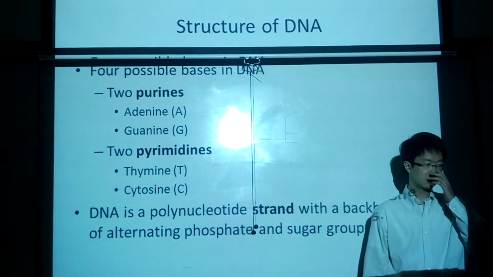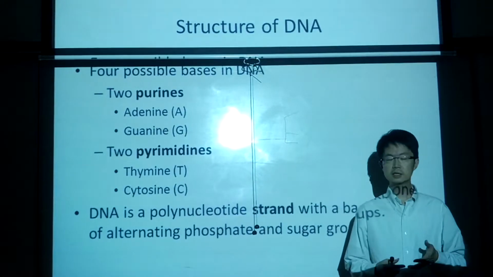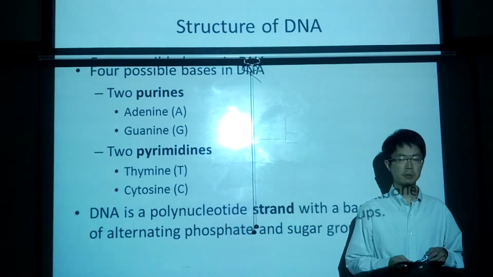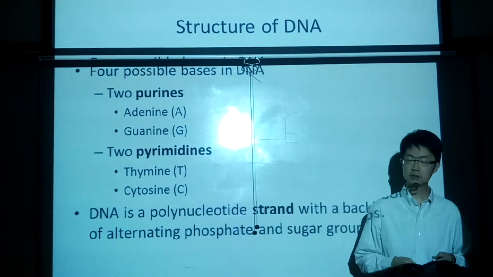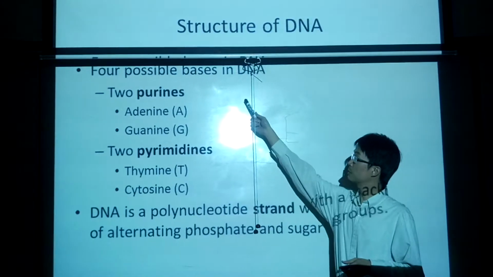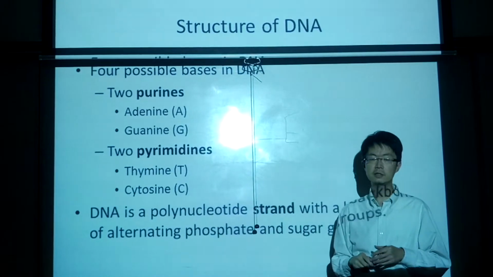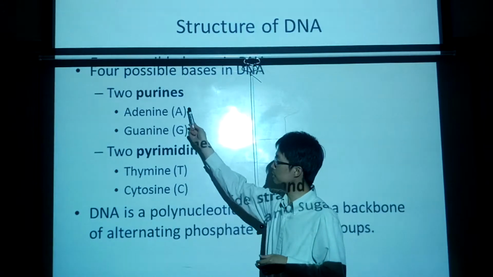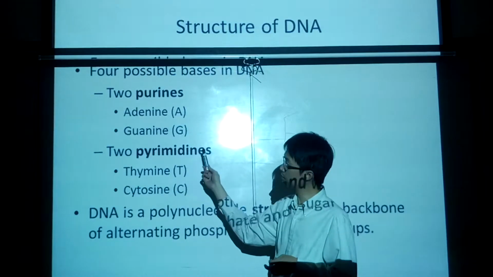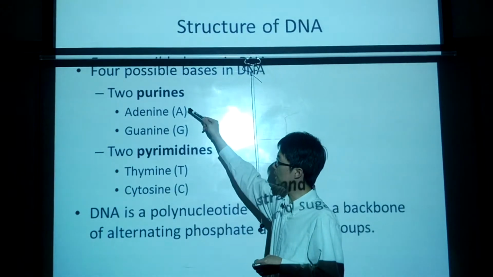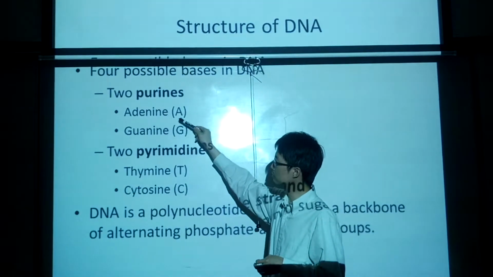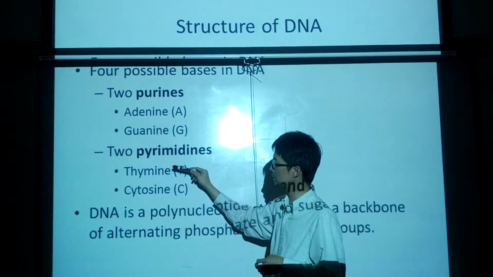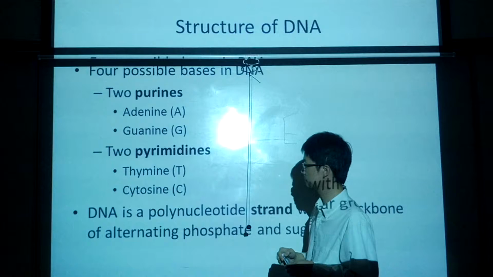Okay, here. So we said that the structure of DNA contains nitrogen-containing bases. We have 4 possible nitrogen-containing bases here. 2 of them we call purines. 2 of them are pyrimidines. The purines are adenine and guanine; we just use A and G for that. And the pyrimidines are thymine and cytosine.